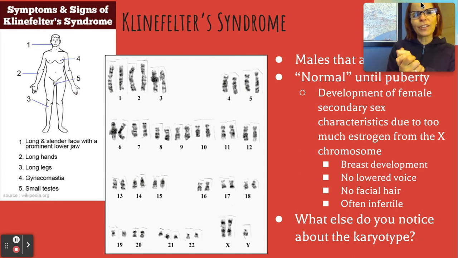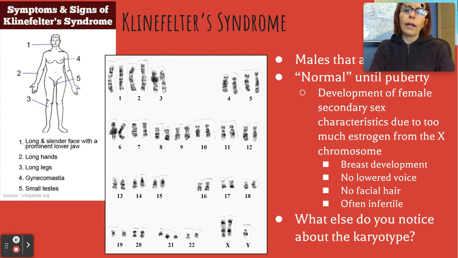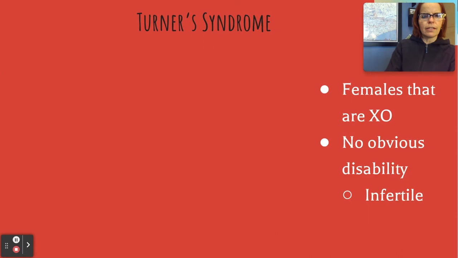All right, and then as you're looking at the karyotype, what else do you notice? Hopefully you notice that this person also has trisomy 21. So this is a person that has Klinefelter's and Down syndrome simultaneously.